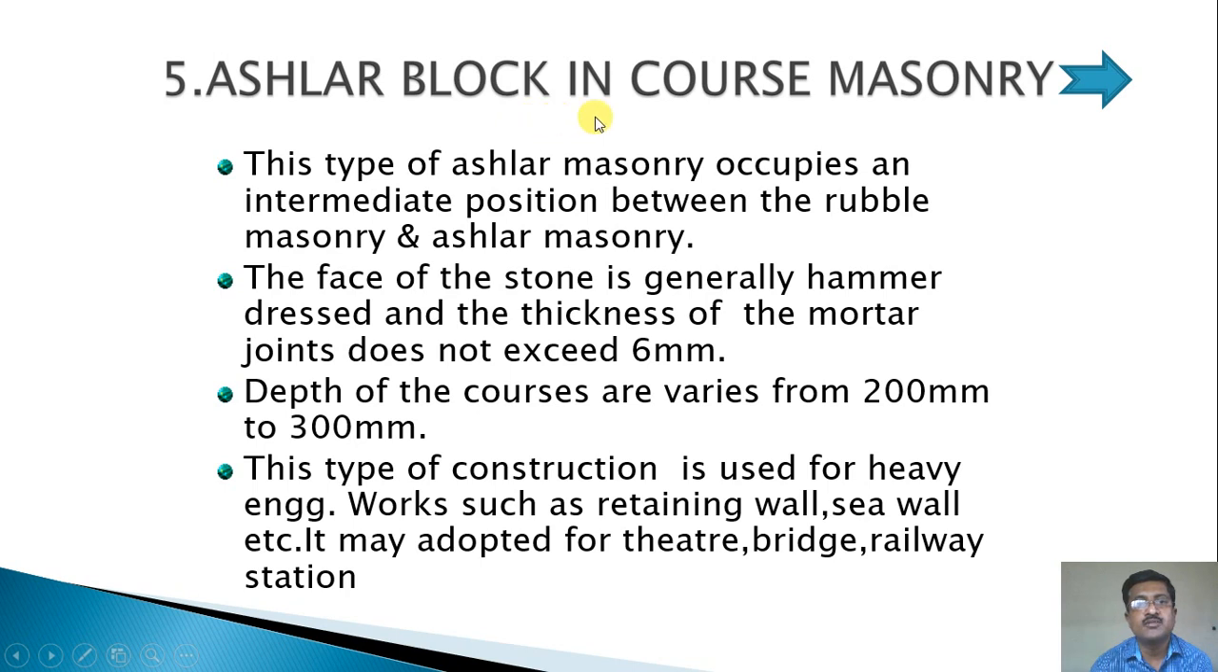Ashlar block in course masonry. This type of ashlar masonry occupies an intermediate position between rubble masonry and ashlar masonry. The face of the stone is generally hammer dressed, and the thickness of the mortar joints does not exceed 6 mm. The depth of the courses varies from 200 mm to 300 mm. This type of construction is used for heavy engineering works such as retaining walls, sea walls, etc. It may be adopted for theatres, bridges, railway stations, etc.